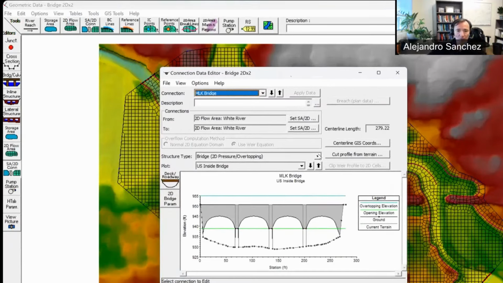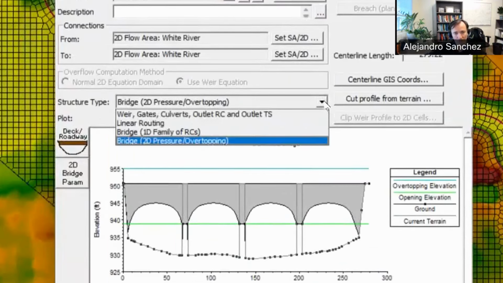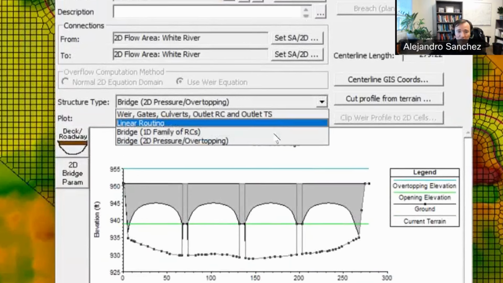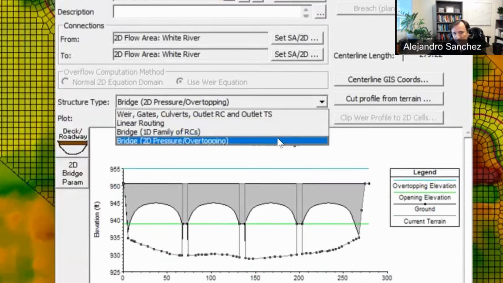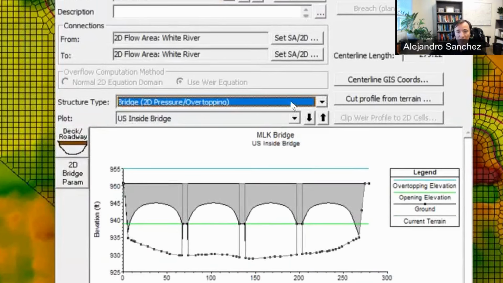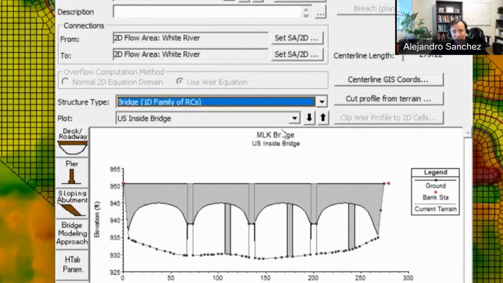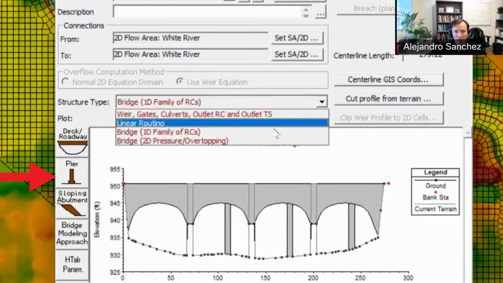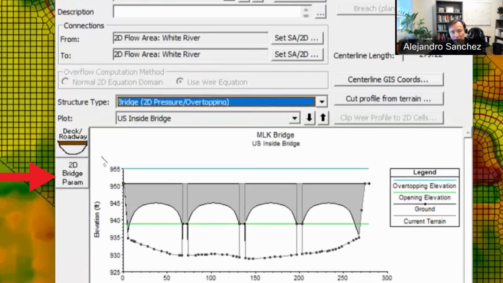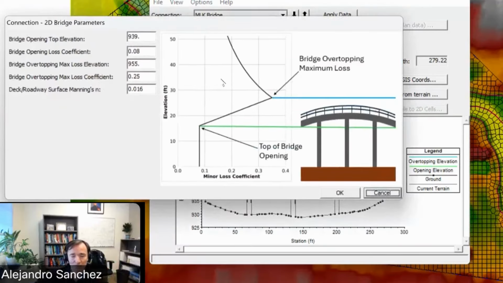The way you select this approach is very similar to what Cam showed for the simplified 1D/2D bridge approach. If you go to an SA/2D connection that has a bridge, you have the structure types. And this is the new approach, the pressurized overtopping method. So you select that, and when you select that, I'll jump to the other one, you'll see that the buttons on the left change, right? There's a lot more. There's the bridge curves. But if I select this one, then I only get two things. I get the bridge deck, the geometry of the bridge deck, and the 2D bridge parameters. This is where you enter the minor loss coefficients and the Manning's n for the bridge deck.